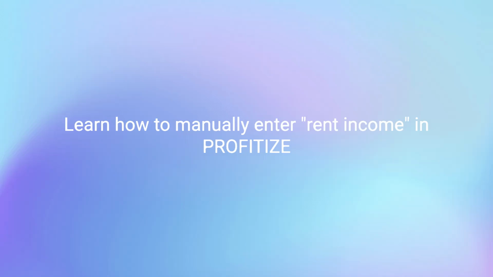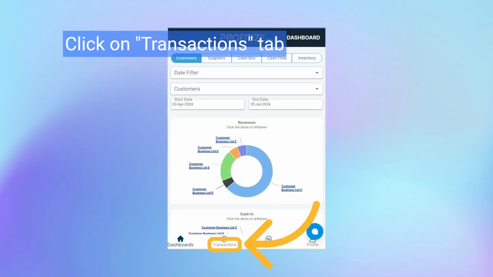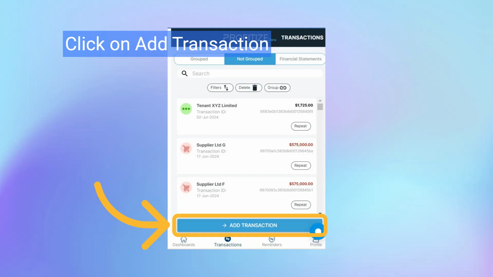In this video, you will learn how to enter rent income in PROFITIZE. Click on the Transactions tab. Click on the Add Transactions button.